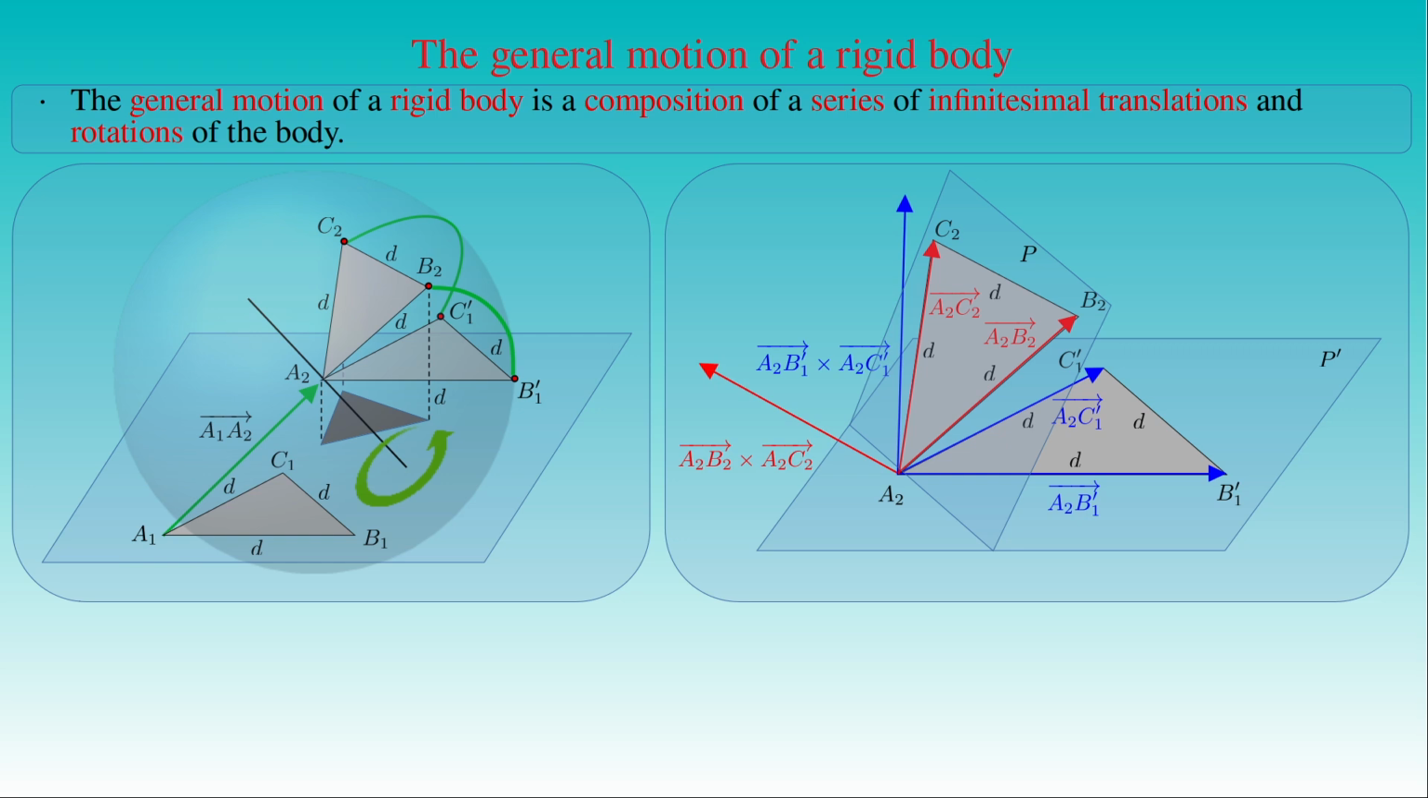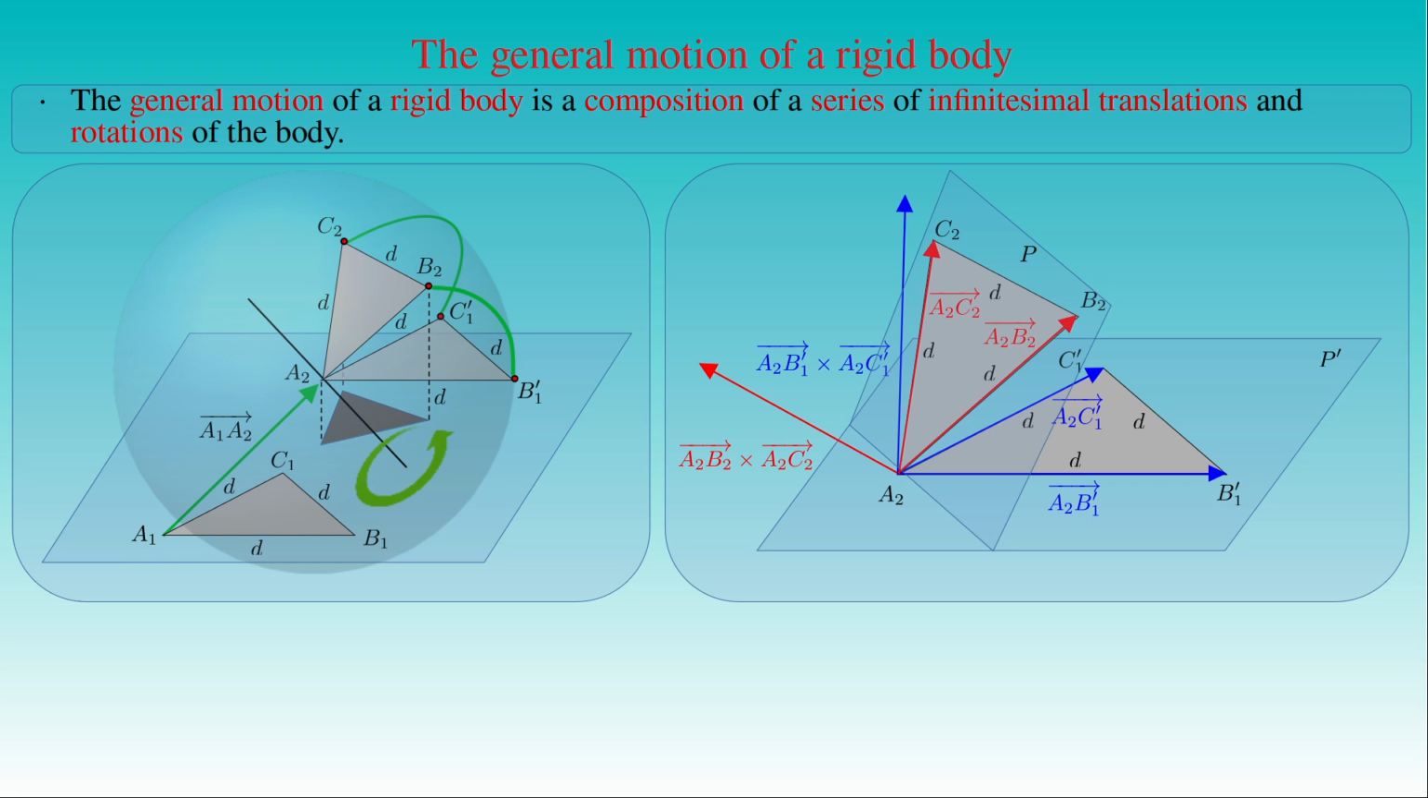If we map the triangle A2B'1C'1 onto the triangle A2B2C2 by rotating it about an axis passing through their common corner A2, then the rotation axis lies on the angle bisector of the rotation angle measured between the planes P and P' of the triangles.